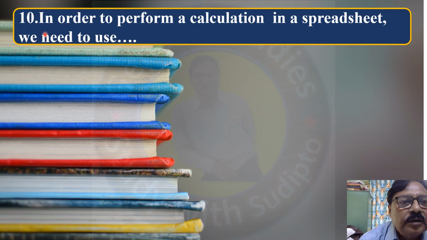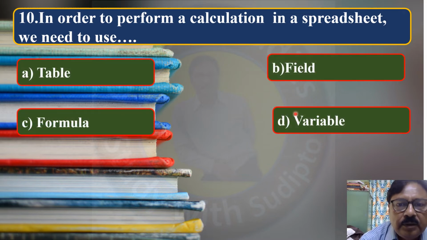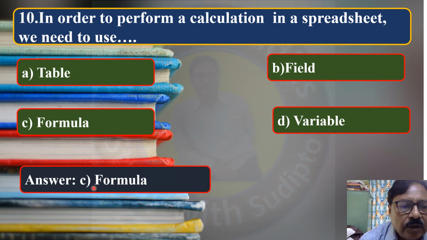Question number 10. In order to perform a calculation in a spreadsheet, we need to use: option A table, option B field, option C formula, option D variable. The correct option is option C formula.